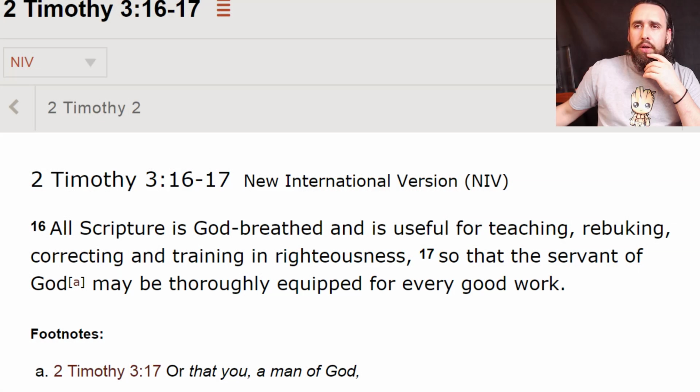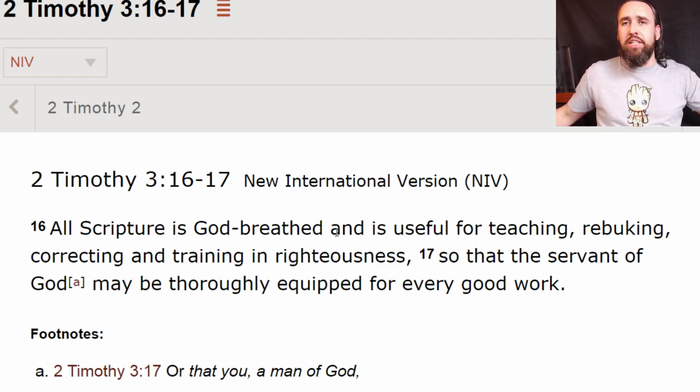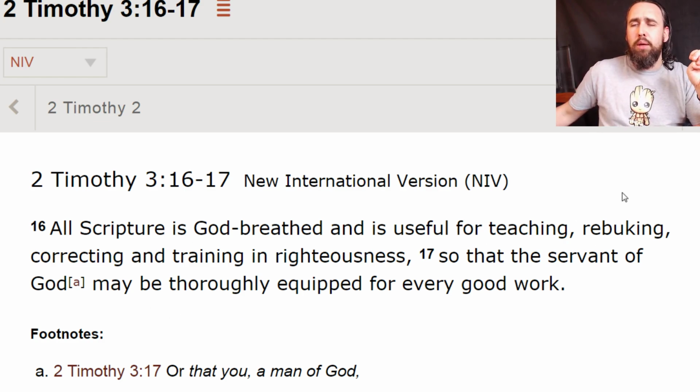So here's the most simple statement that you can find. Scripture is God-breathed, so it's not directly dictated, it's inspired, and is useful for teaching, rebuking, correcting, training in righteousness, so that the servant of God may be thoroughly equipped for every good work. That's plain and simple. That's what it is for.